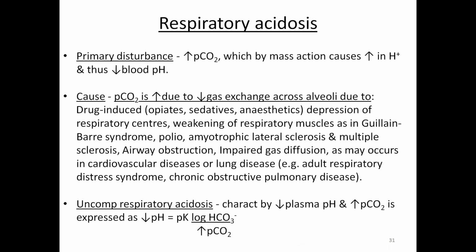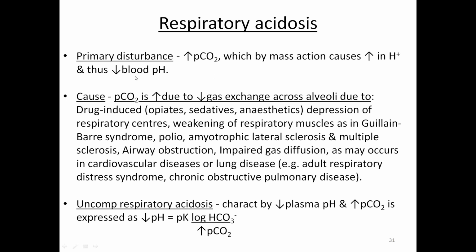Now what happens in case of respiratory acidosis? The primary disturbance is increased PCO2, which by mass action causes an increase in hydrogen and decrease in blood pH. So the cause is PCO2 increase due to decreased gas exchange across alveoli.